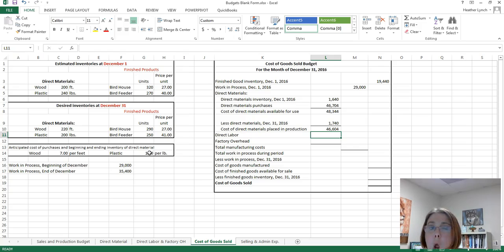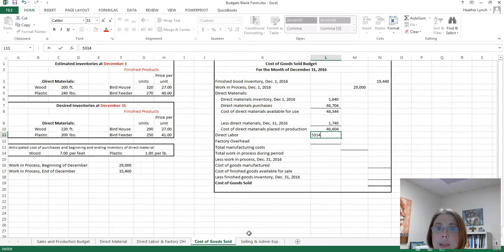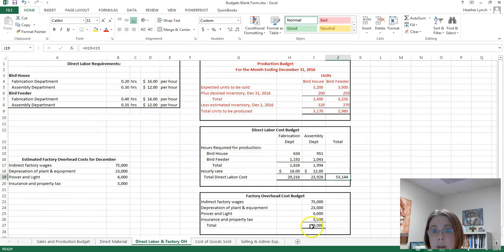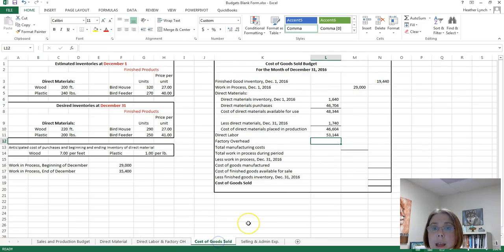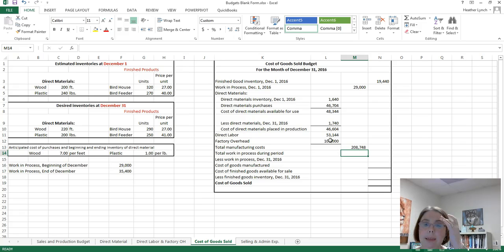Now we need our direct labor. We did a direct labor budget. Remember over here on our direct labor budget, this amount, that $53,144, that goes there. We did a factory overhead budget. Remember that $109,000? That is what goes in that column. Okay, so then we can add our cost of direct material placed in production, our direct labor, and our factory overhead. That gives us $208,748. That is the total manufacturing cost.